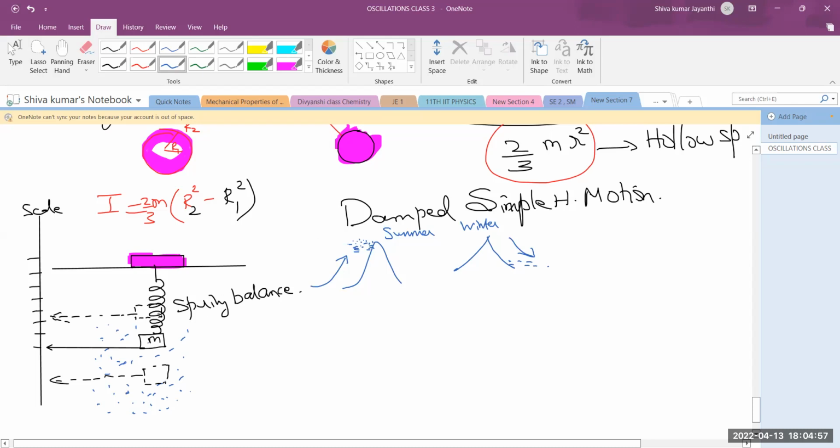The same thing applies here also. In the kitchen, less air will be there. In an air conditioned room, more air will be there. So the denser the air, the faster the oscillation will slow down. Very fast, it will come down to zero. It will come to rest.